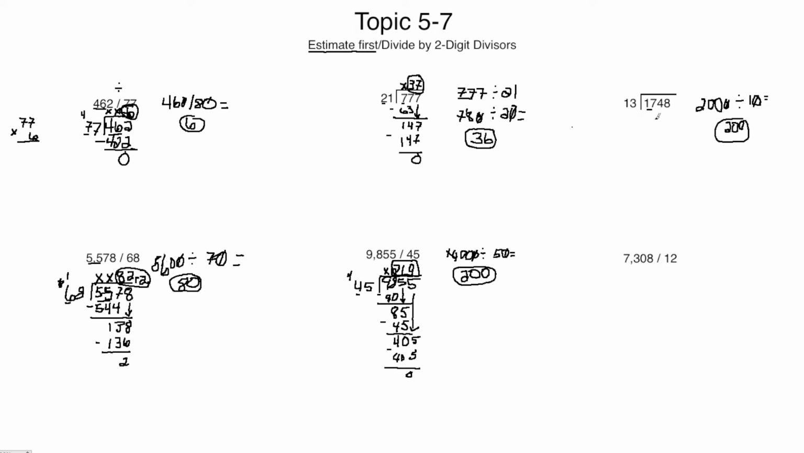So obviously our first digit is going to go above the 7 in the hundreds place. Can 13 go into 1? Nope. Can 13 go into 17? Yep, one time. So 7 minus 3 is 4. Bring down the next 4.